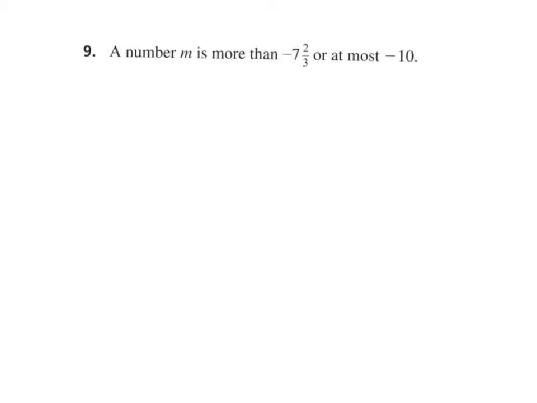Number 9, m is more than -7 2/3. M is greater than -7 2/3, or m is at most, and for at most we're going to put the less than or equal to, because it can be equal to. And the way that I remember that at most is less than is because if it was the other way, it would mean that the m could keep getting bigger and bigger and bigger. But we know that it's limited, and it's limited to -10.